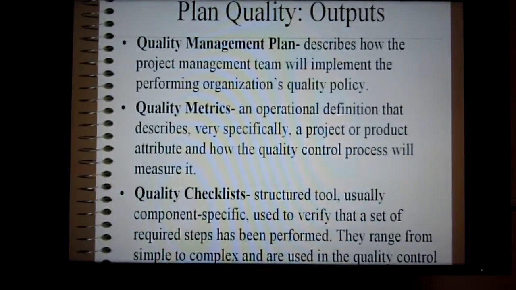The outputs of plan quality. After all that's said and done, we have a quality management plan, which describes how the project management team will implement the performing organization's quality policy. Quality metrics, an operational definition that describes very specifically a project or product attribute and how the quality processes will measure it. Quality checklists will also be implemented. They are a structured tool, usually component specific, used to verify that a set of required steps has been performed.